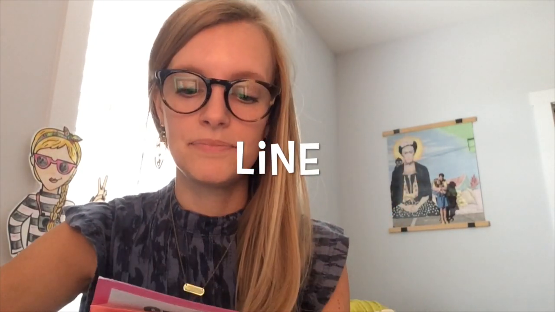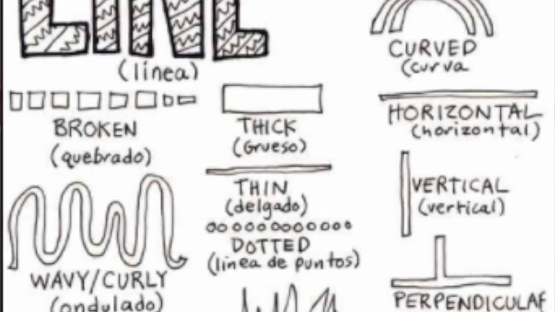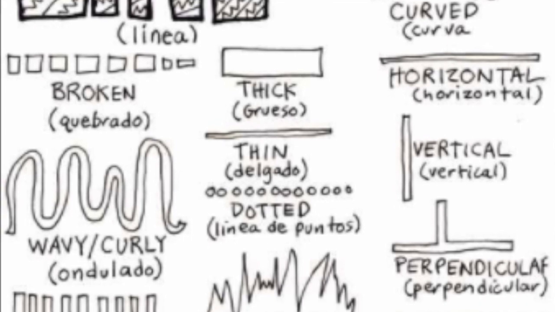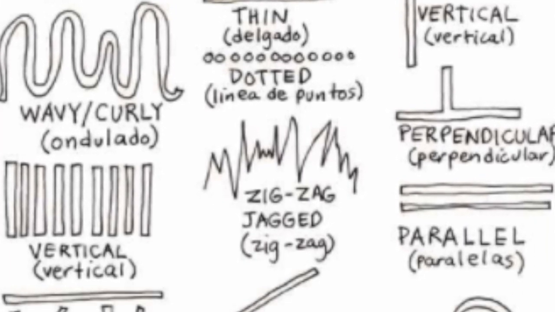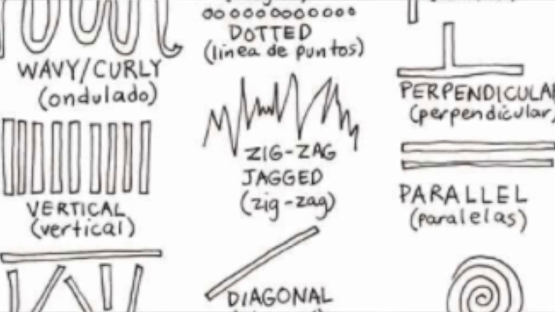Line is one. What is a line? A line is where one point meets another point, and how do you get to it, right? So if I do a point here and a point here, how I get to it would be a line. It's kind of like a walk, right?